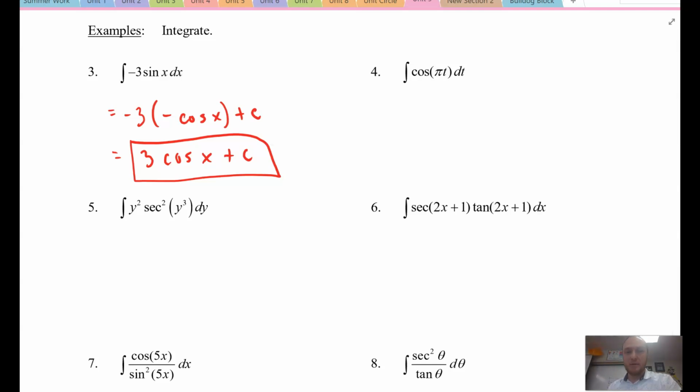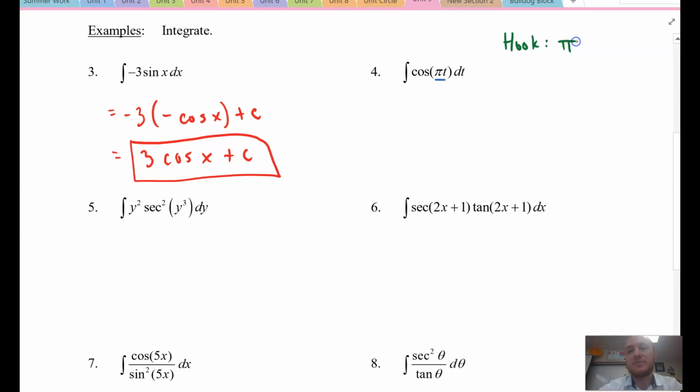Okay, number 4. On number 4, notice I have a function on the inside of my trigonometric function. So that means I have to account for, again, a hook. My hook here: what's the derivative of pi t?